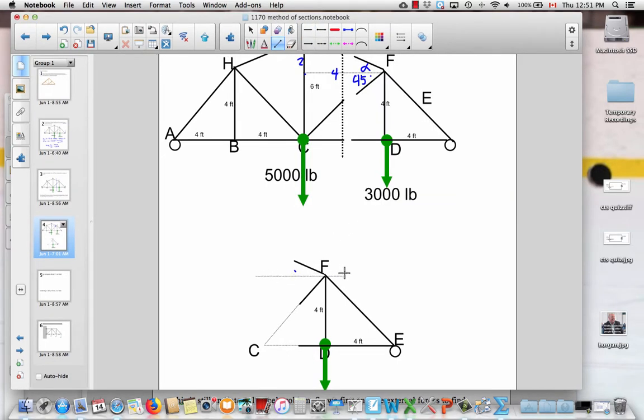So this is the right half of the structure, and what we've just said is, okay, we need the angle alpha, and we have a 45 degree angle here. Alpha is clearly just the arctan of 2 over 4. And calculating that, we get 26.56 degrees.